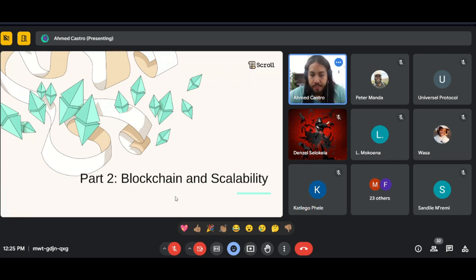Okay, so now why does Scroll exist, and what is the Scroll mission? Scroll is targeting to solve the scalability issue that you also mentioned just now.